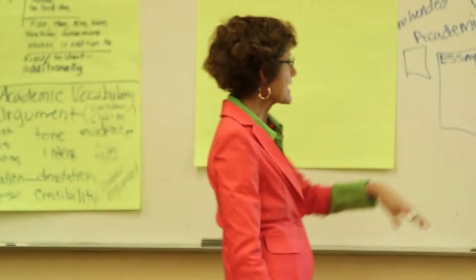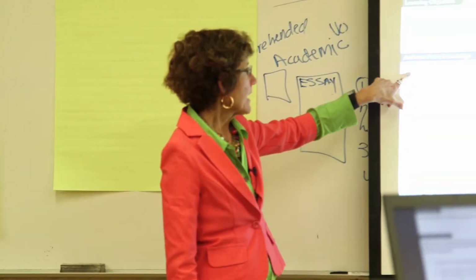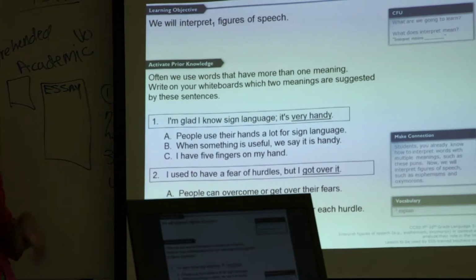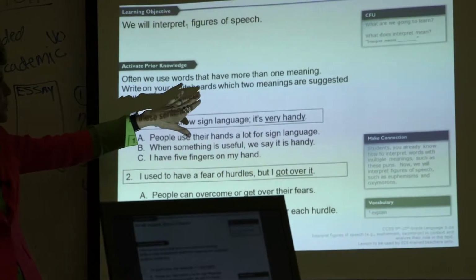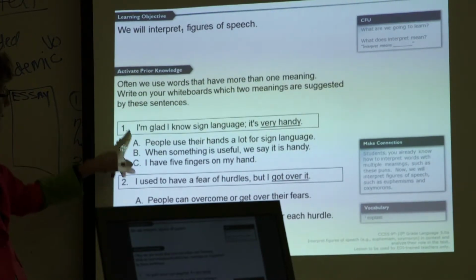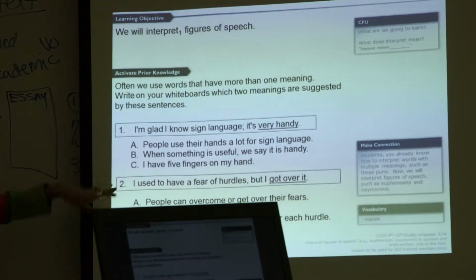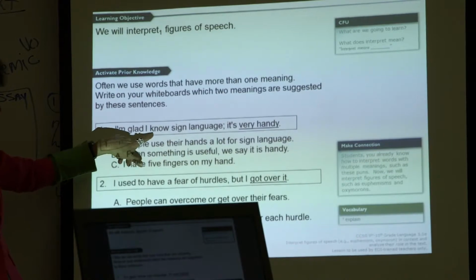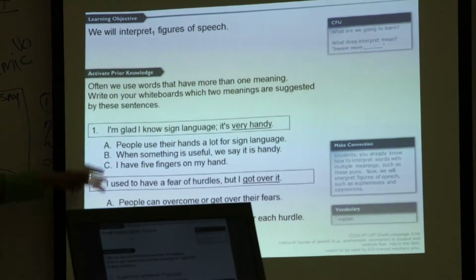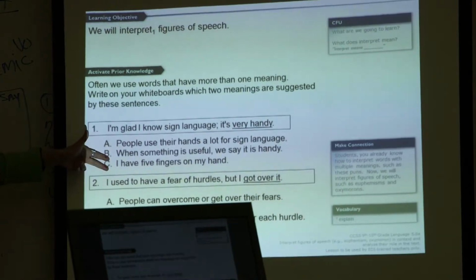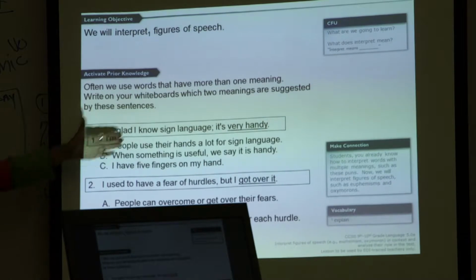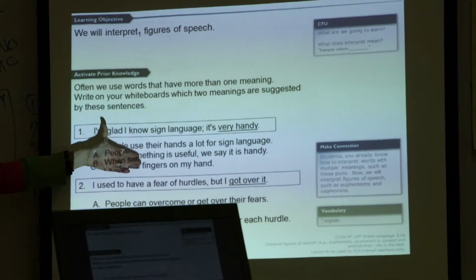So can we read this, please? Let's read it together. Often we use words that have more than one meaning. Write on your whiteboards which 2 meanings are suggested by these sentences. And I have here a sentence. So what's the first sentence? I'm glad I know sign language. It's very handy. So I have 3 choices. I want you to select 2 choices. Which one is the meaning that you think it is?